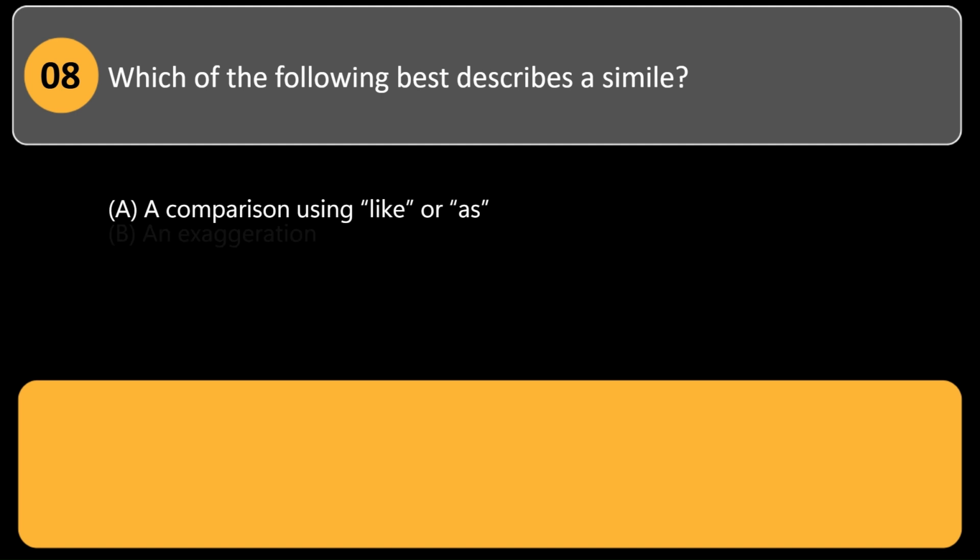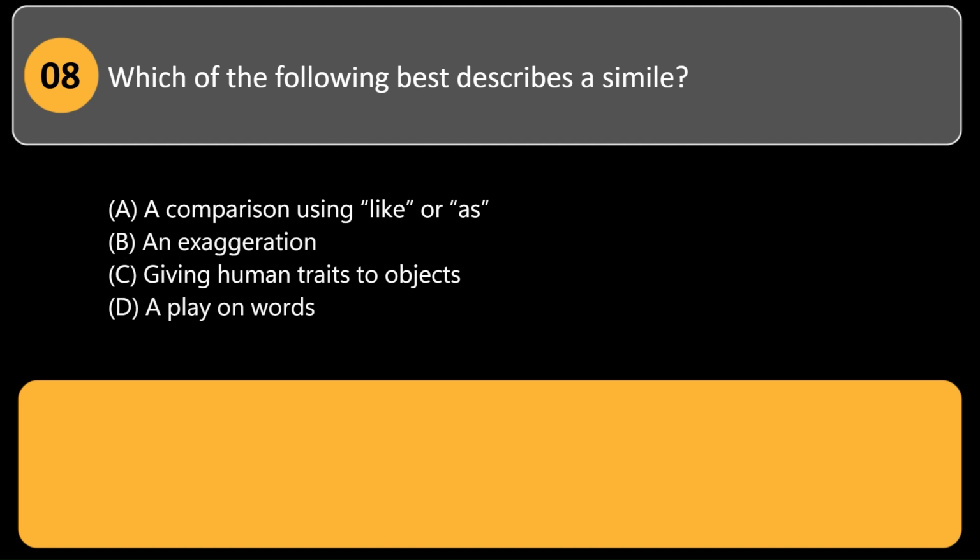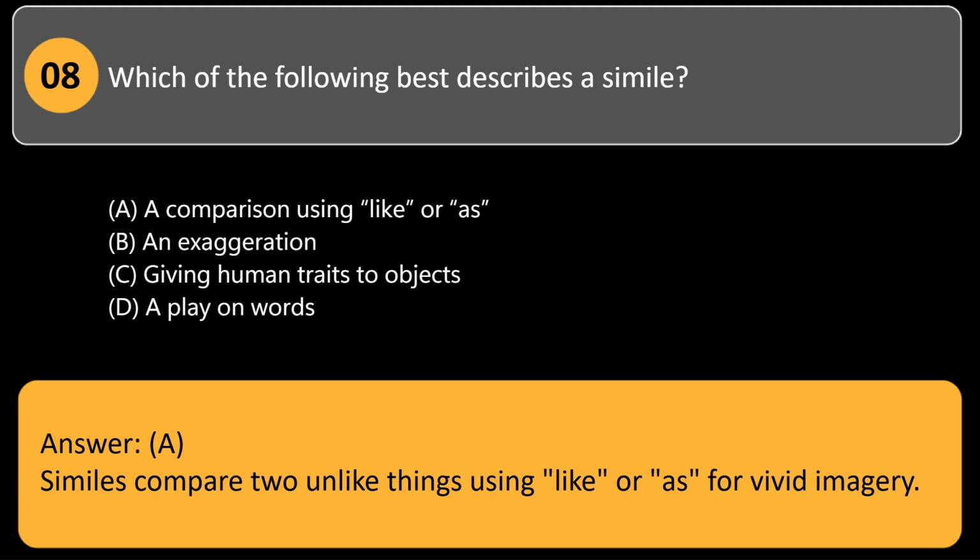Which of the following best describes a simile? A. A comparison using like or as. B. An exaggeration. C. Giving human traits to objects. D. A play on words. Answer, A. Similes compare two unlike things using like or as for vivid imagery.